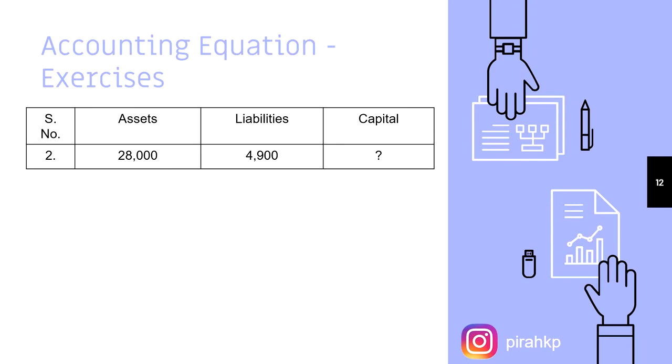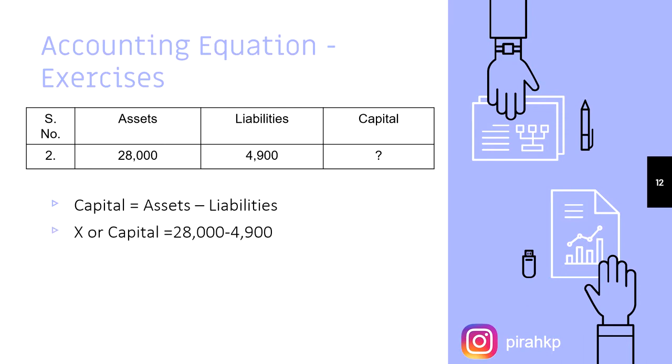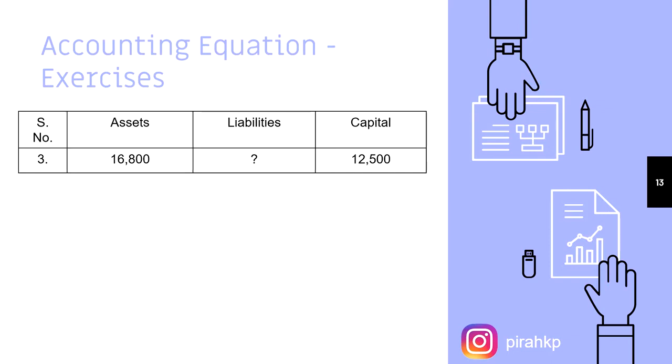Now here's another question which is exactly the same. You have to try it. Pause the video. Come on guys, you can do it. Alright, good job. I really hope you guys were able to do it easily. Here's the answer. Capital is equal to assets minus liabilities. 28,000 is your assets. Liabilities are 4,900. You deduct them and you get 23,100 as your capital.